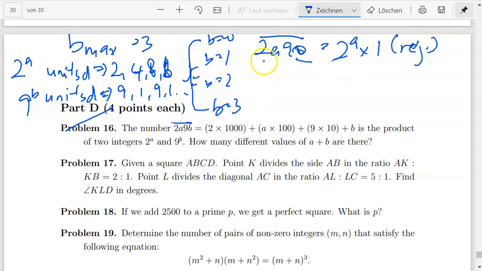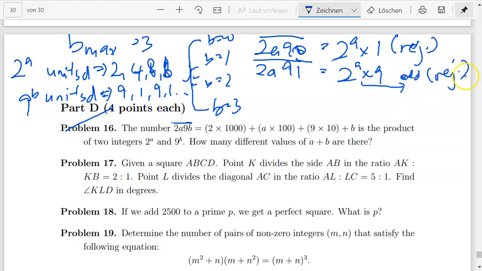And then if b equals 1, this one is actually more absurd. It means that 2 to the power of a times 9 would have 2a91. But if we divide by 9, this means that 2 to the power of a is an odd number. Which is absurd because 2 itself is an even number, and even times even will only yield even numbers. So this one is also rejected, which is very strange.